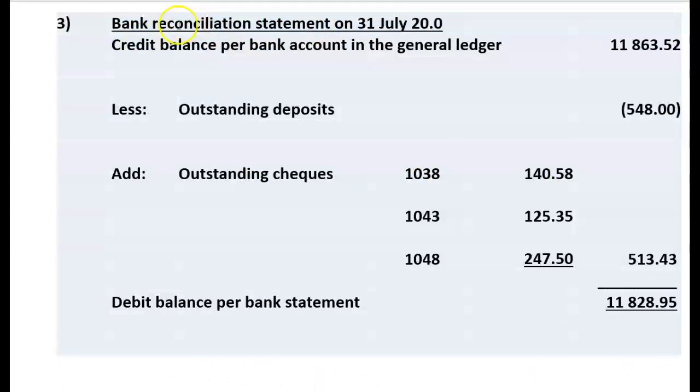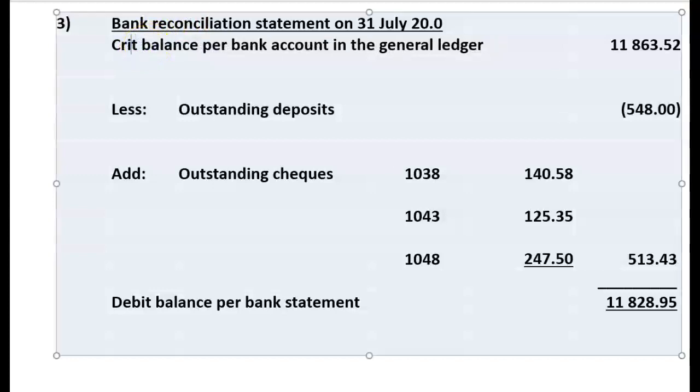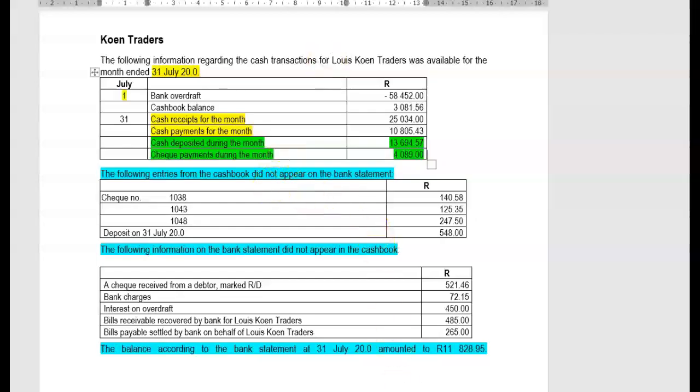This is a debit balance, sorry. I just want to show you both. Debit balance as per the bank account in the general ledger, that is 11,863.52.